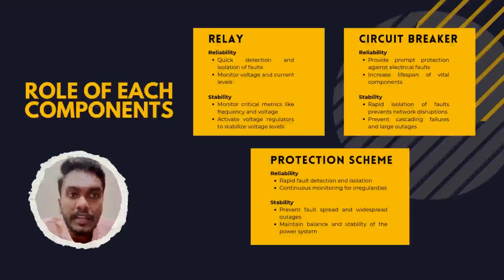In addition to fault protection, relays play a vital role in maintaining power system stability. They monitor critical parameters such as frequency and voltage, responding to deviations by activating compensatory mechanisms like a voltage regulator. For instance, if a sudden increase in demand causes a voltage drop, relays can initiate corrective action to restore the voltage level.